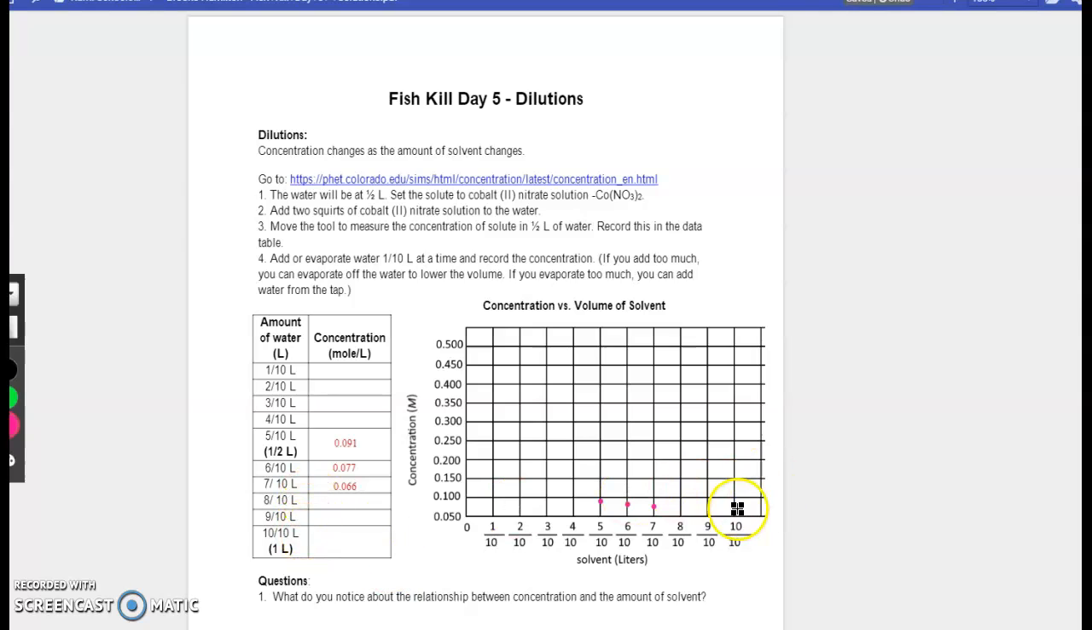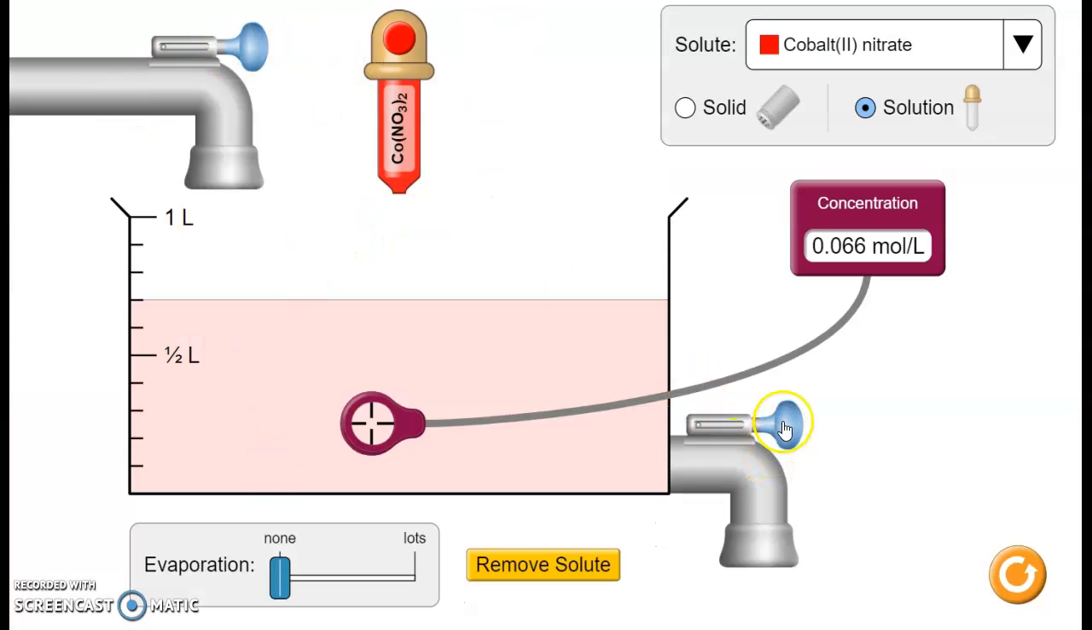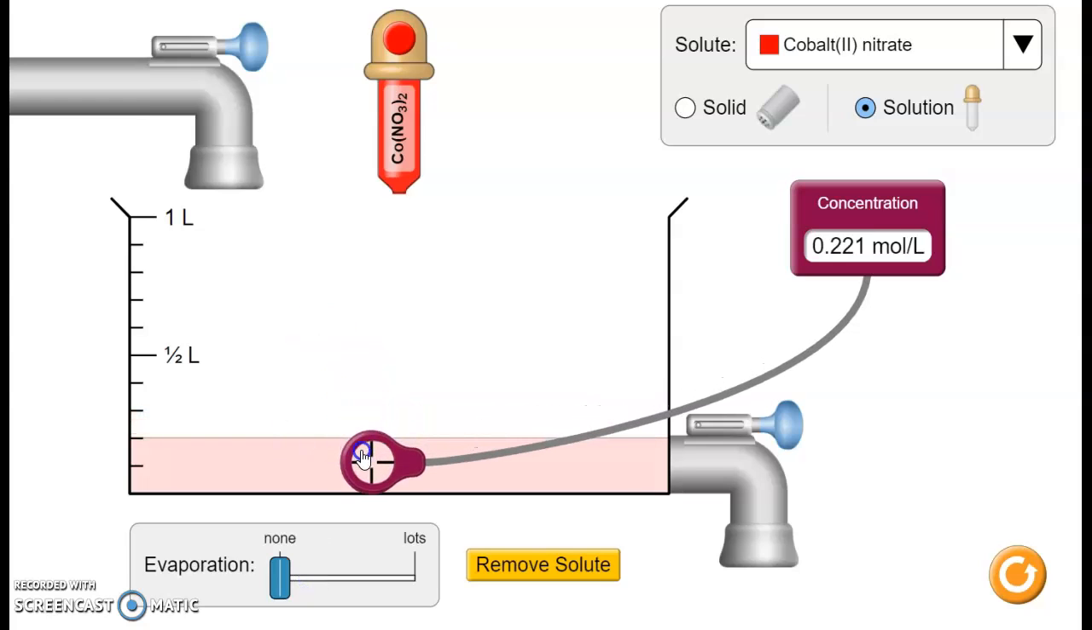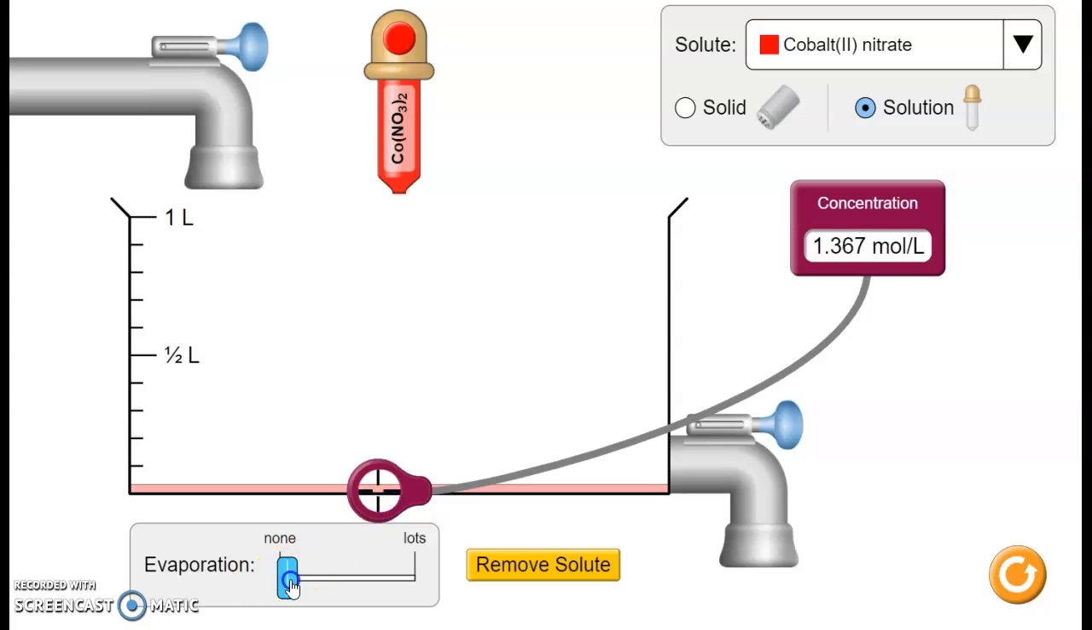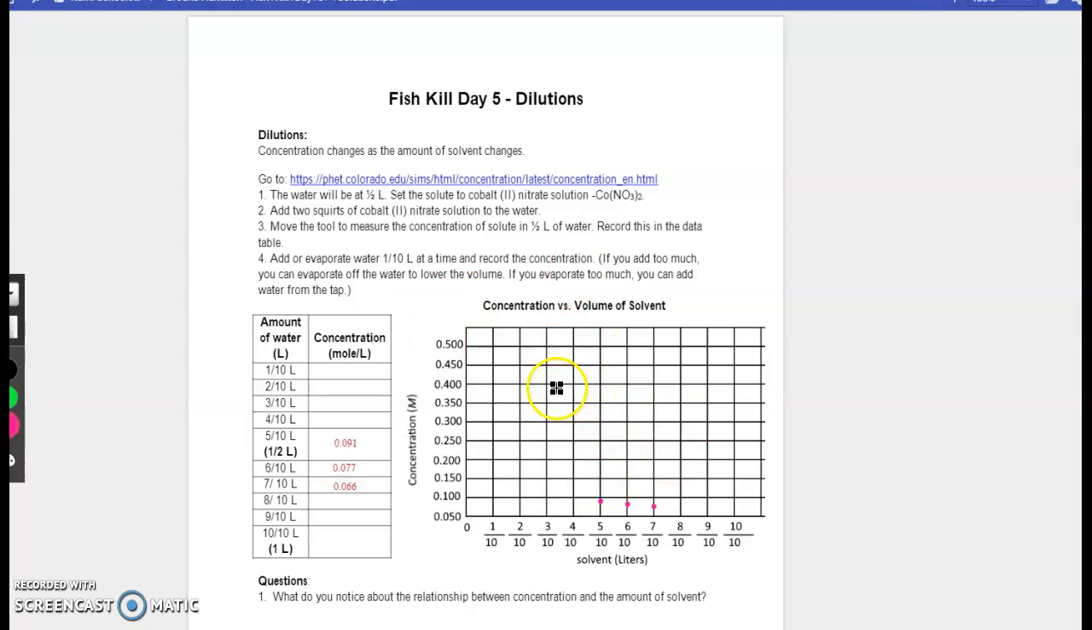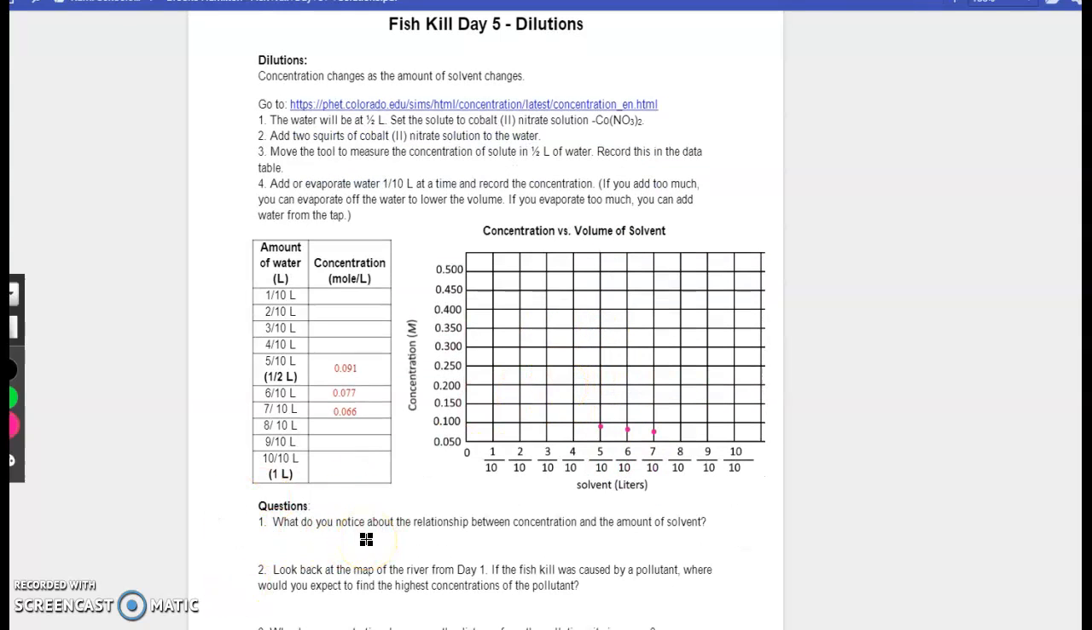And you'll do that the whole way till you get to the full liter, and then to the 1/10 of a liter. And for the 1/10 of a liter, you can decrease or you can evaporate. So there's your 4/10, 3, 2, and you just have to move this as you go. There's the 1/10. And the closer you get to 0, you'll see the number increasing here. So you'll just continue to do that when you're making your graph here, and that'll help you answer the first question. What do you notice in the relationship?